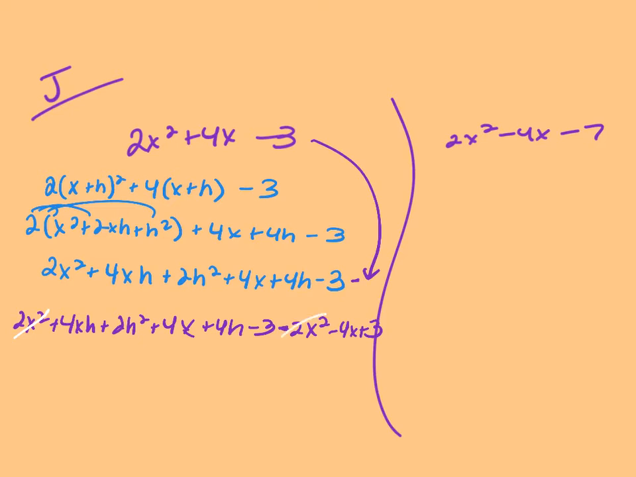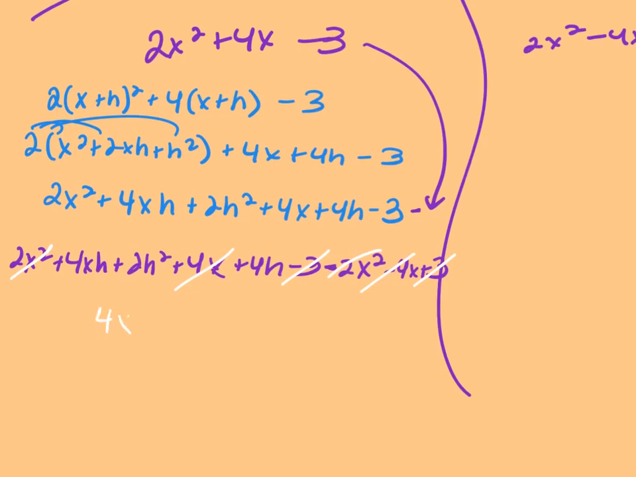Positive 2x, negative 2x cancel. Positive 4x, negative 4x cancel. Positive 3 and negative 3 cancel. 4xh plus 2h squared plus 4h all goes over h. And an h cancels from all the spots. 4x plus 2h plus 4.